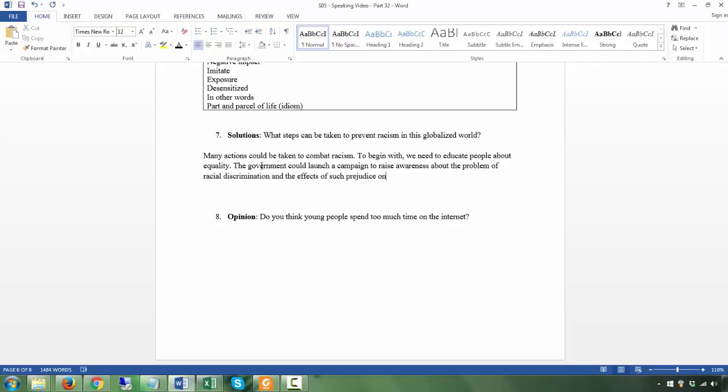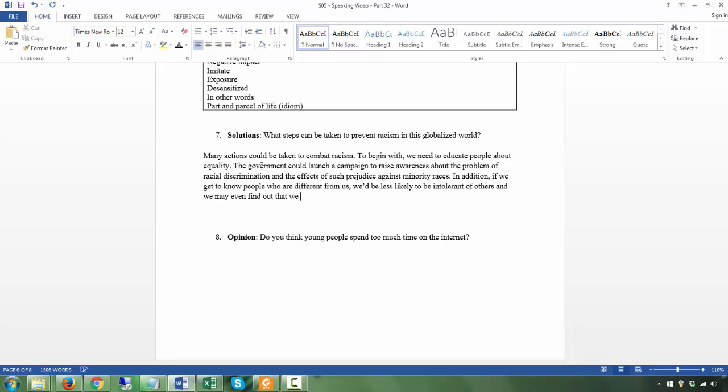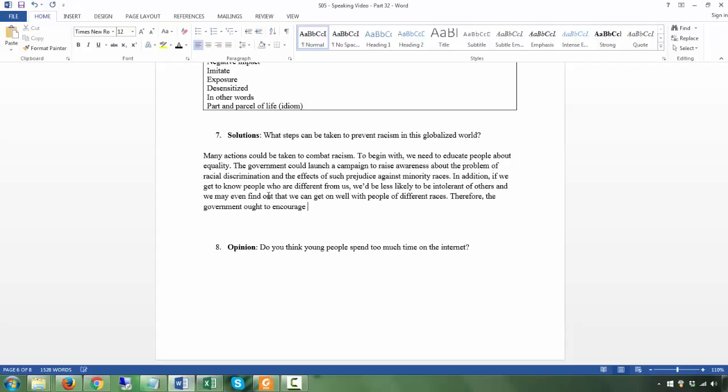prejudice against minority races. In addition, if we get to know people who are different from us, we'd be less likely to be intolerant of others, and we may even find out that we can get on well with people of different races. Therefore, the government ought to encourage different groups of people to spend more time with each other.